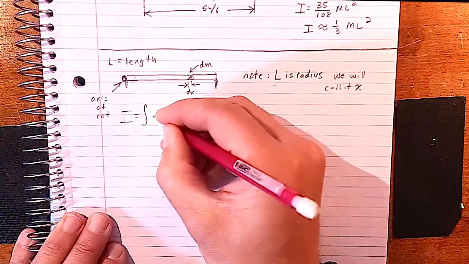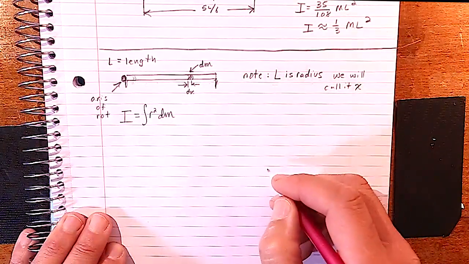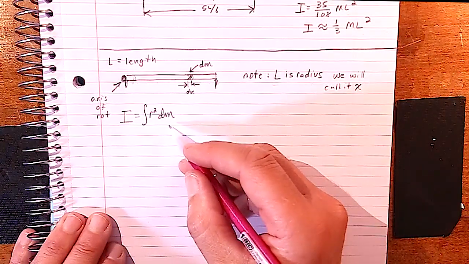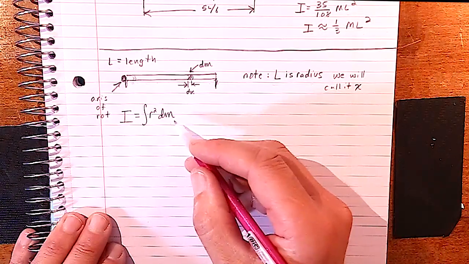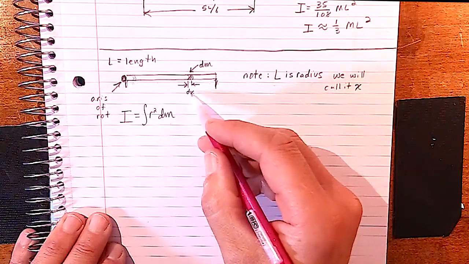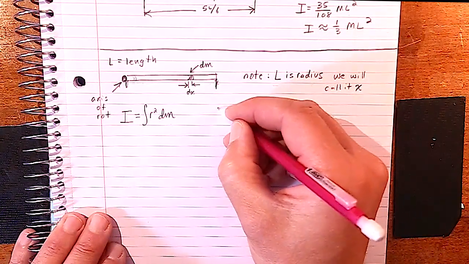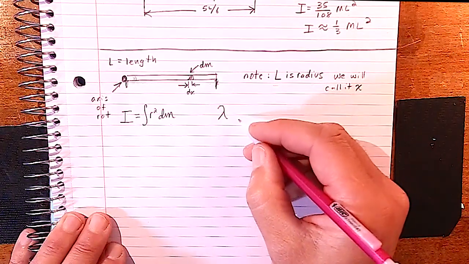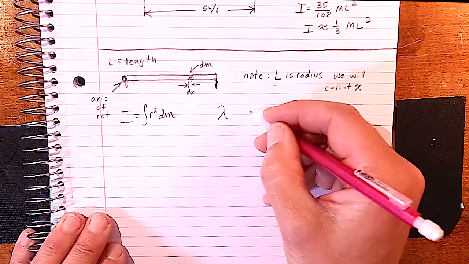We have what we know from before, the integral of r squared dm. But we have to somehow get a dx in here so that we can integrate with regard to this little tiny position. Now, how can we do that? Well, we've done this before. We have set the idea of lambda sort of as density. In other words, it's mass per unit length.